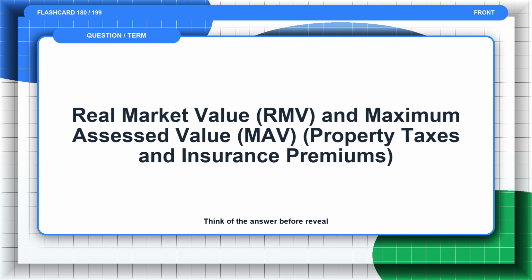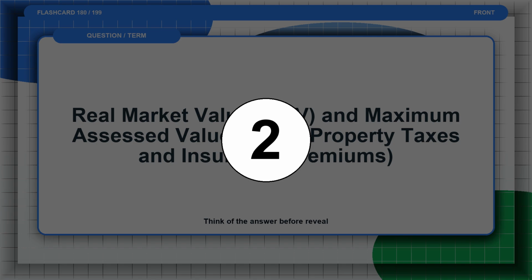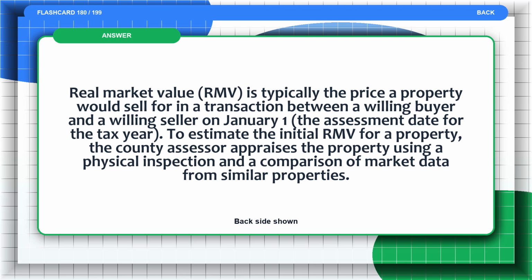Flashcard 180. Real market value (RMV) and maximum assessed value (MAV). Property taxes and insurance premiums. Pause and think of the answer before the reveal. The answer is, real market value, RMV, is typically the price a property would sell for in a transaction between a willing buyer and a willing seller on January 1, the assessment date for the tax year. To estimate the initial RMV for a property, the county assessor appraises the property using a physical inspection and a comparison of market data from similar properties.